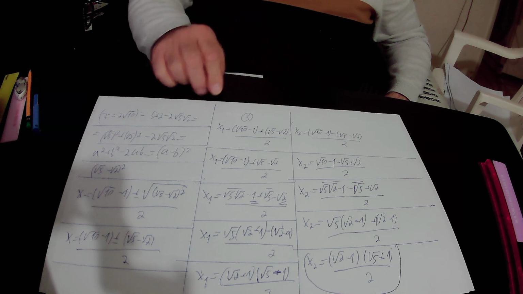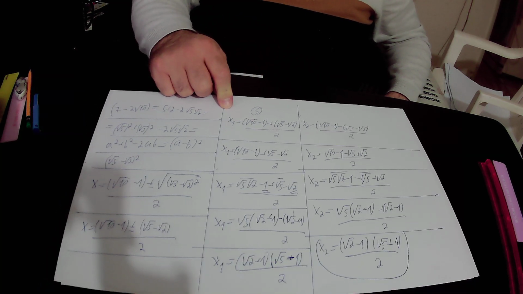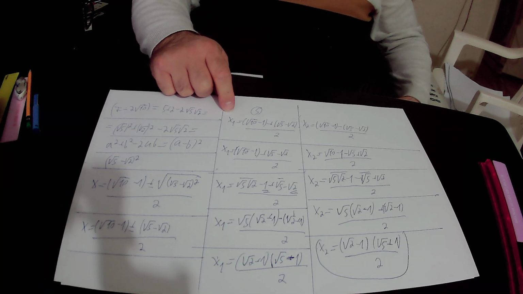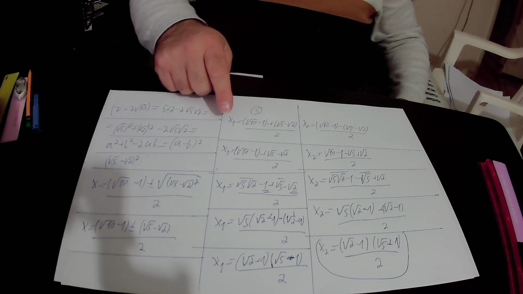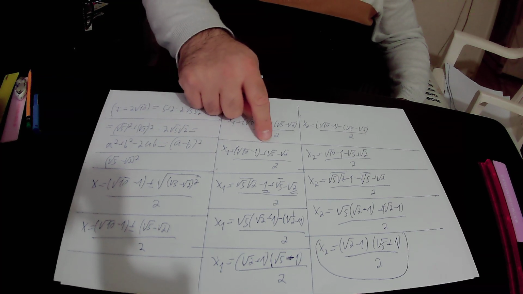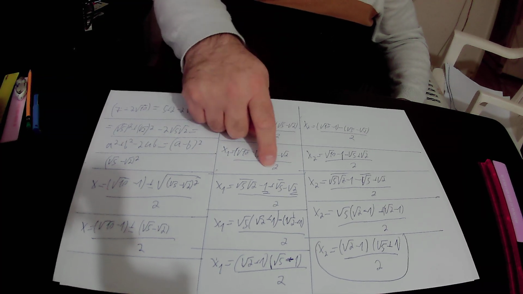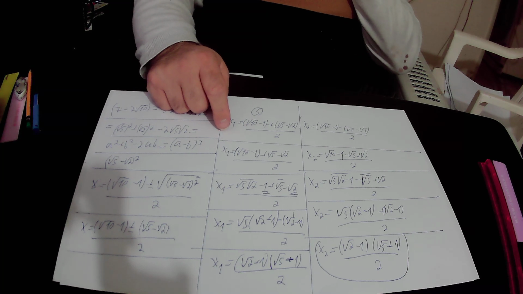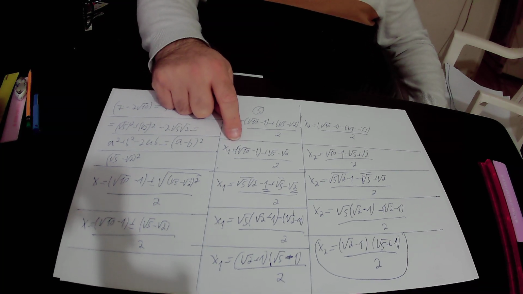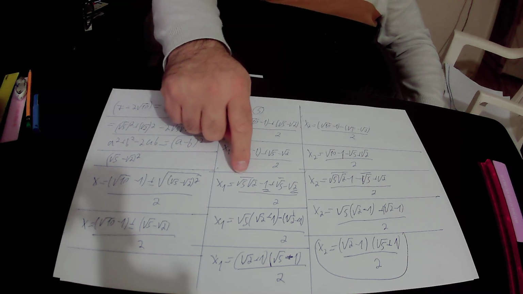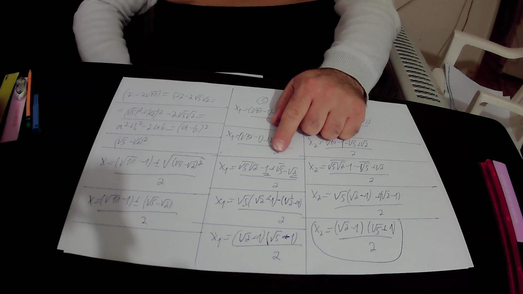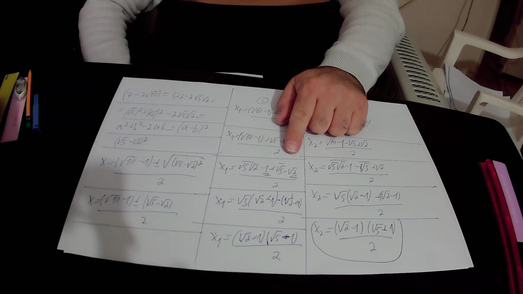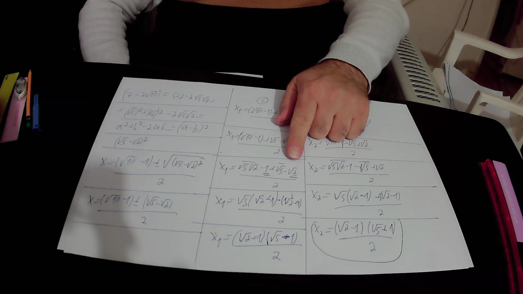Okay, so I'll continue with the first solution, x1. Here I open the brackets, and we got that x1 equals square root of 10 minus 1 plus square root of 5 minus square root of 2 over 2. Then I substituted square root of 10 by square root of 5 times square root of 2, and we got that x1 equals square root of 5 times square root of 2 minus 1 plus square root of 5 minus square root of 2 over 2.